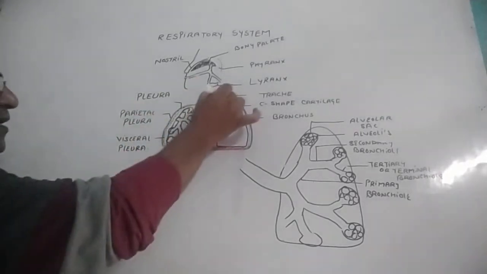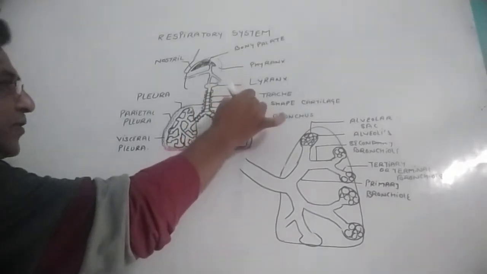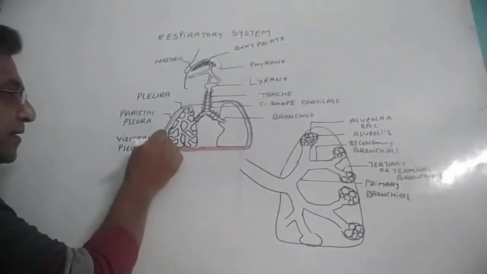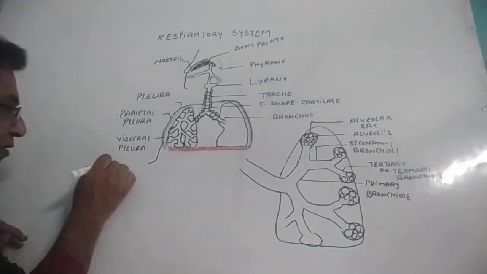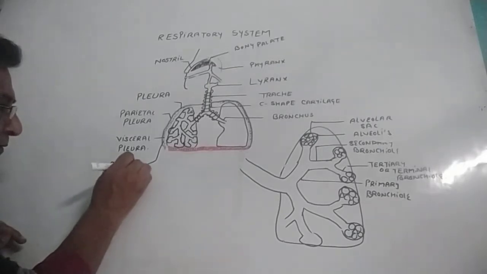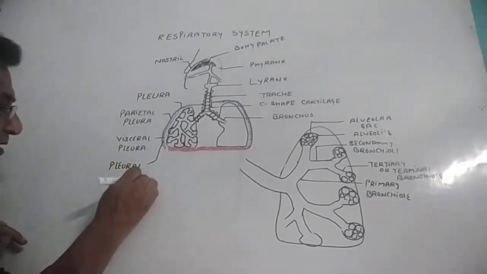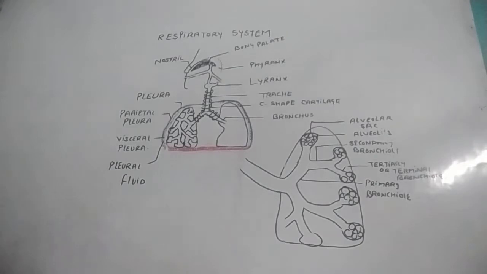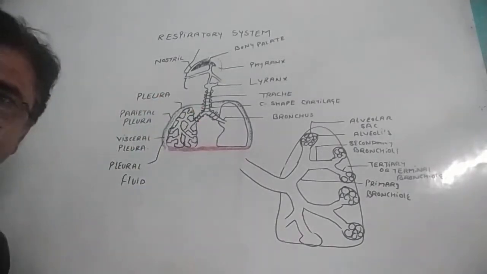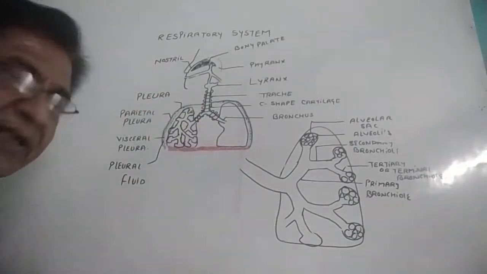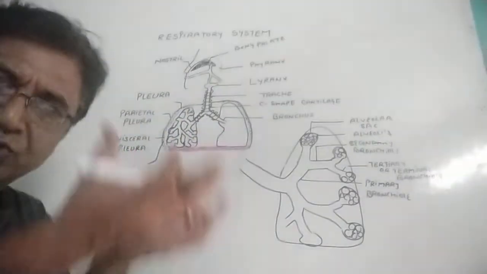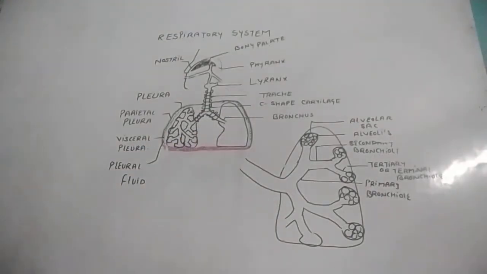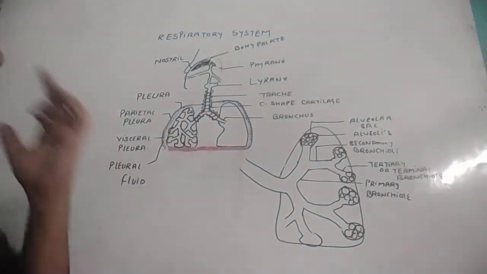Parietal and visceral pleura contain what? They contain a fluid called pleural fluid. This fluid in between the parietal pleura and visceral pleura is the pleural fluid. What is the function of this pleural fluid? It gives smooth movement to the lungs and also always maintains the moisture of the lungs. So it moistens the lungs so that smooth movement can occur. This pleura also protects the lungs from any mechanical injury.